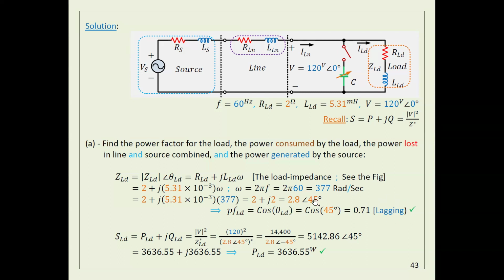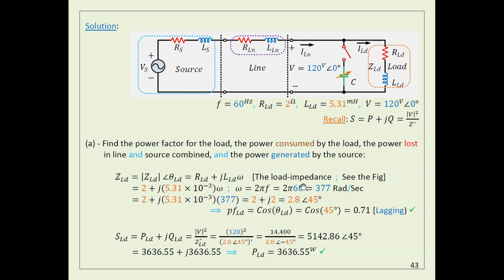Okay, lagging means this angle is positive. That means theta V is greater than theta I. It means I is lagging V. Theta V minus theta I is positive, that means I is lagging V. Anyway, so here, this is the power factor. This is the current power factor I have right now, 0.71. Okay? It's not too good because you know the best value is 1. But anyway, I will go with it.